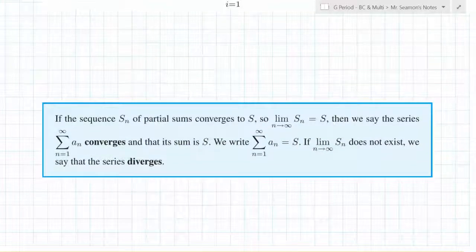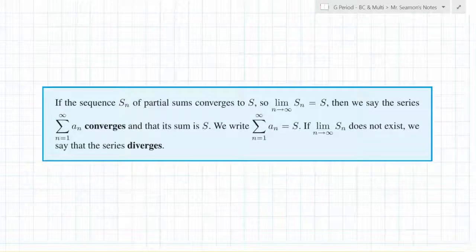The big kid math way of saying that is if the sequence Sn of partial sums converges to S, so the limit as n goes to infinity of Sn equals S, then we say the series converges and that its sum is S. We write it like so. You know this already. It converges if the sequence of partial sums converges. Mathematicians like to write things totally properly, which is totally fine, but you understand this right now.